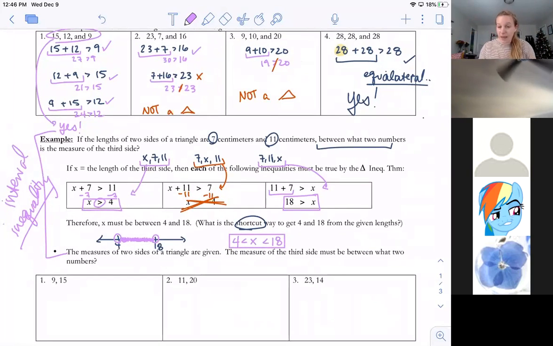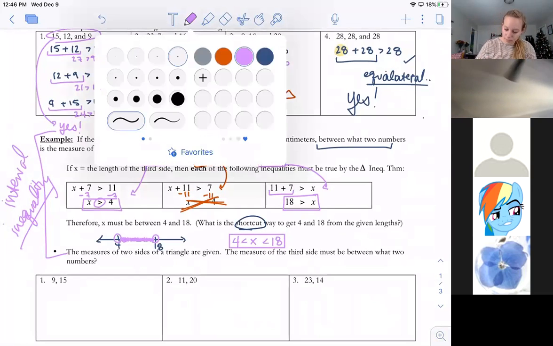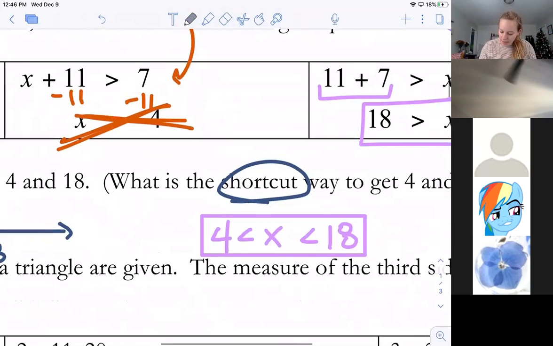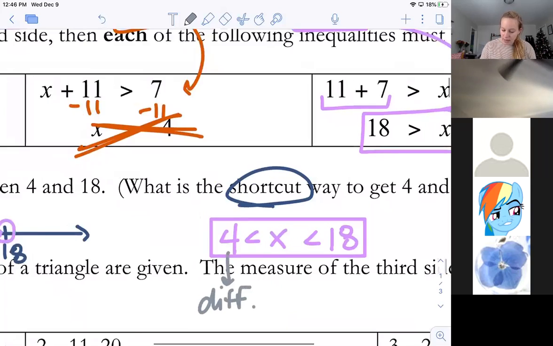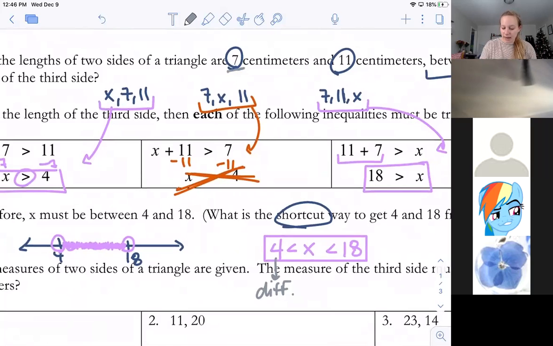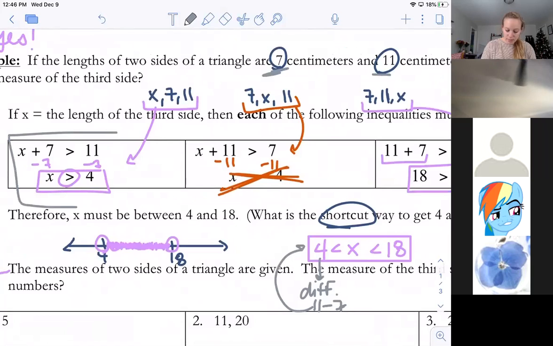Okay, now let's talk about the shortcut. The shortcut is that the smallest number it has to be bigger than is the difference of the two sides that we have. We know that my sides are 7 and 11, so the difference, 11 minus 7, is 4. And we just did that a minute ago in that first box. We set up an equation to get there, but the shortcut is simply the difference, 11 minus 7.